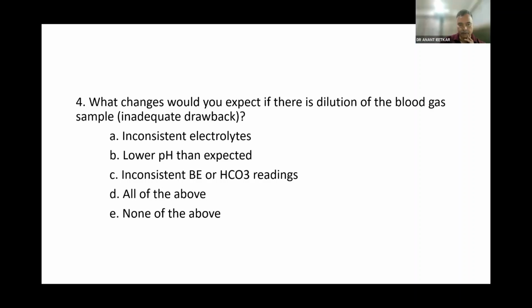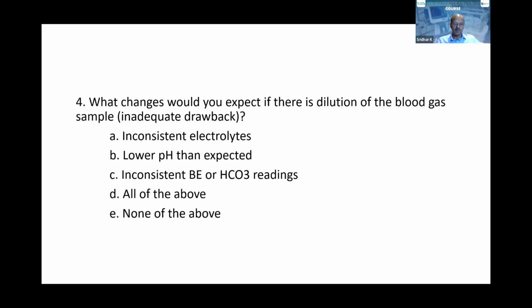All of the above is correct. Obviously, the lower pH may be because of the heparin contamination. Inconsistent base excess and bicarbonate, because the dilution effect will not affect the other components, so the equation-based readings may be disturbed. If you're following the electrolytes, you get hyponatremia, sometimes very low sodium levels, because it's mainly the heparinized saline which is diluting significantly, so it won't be consistent.